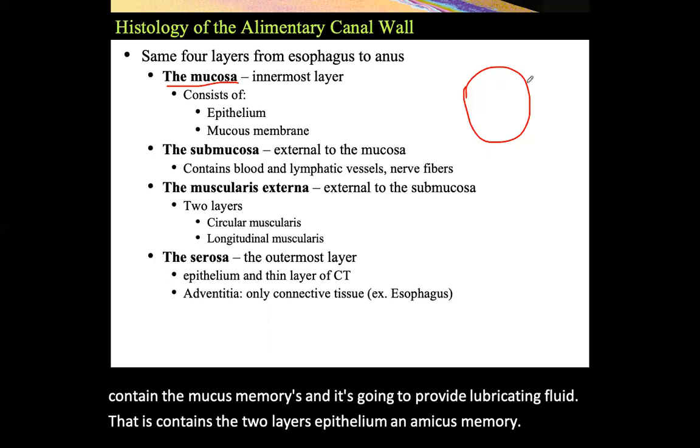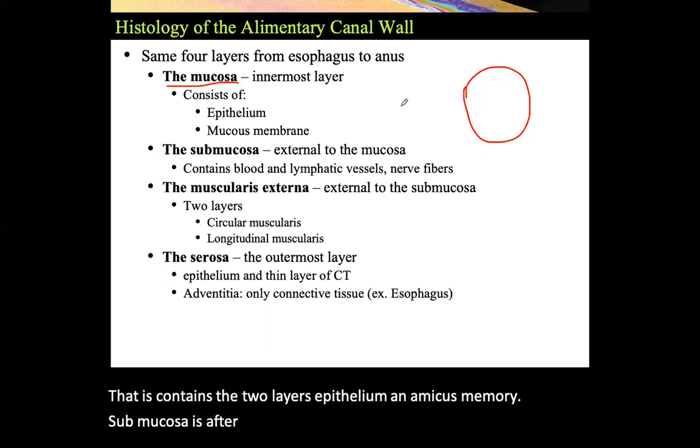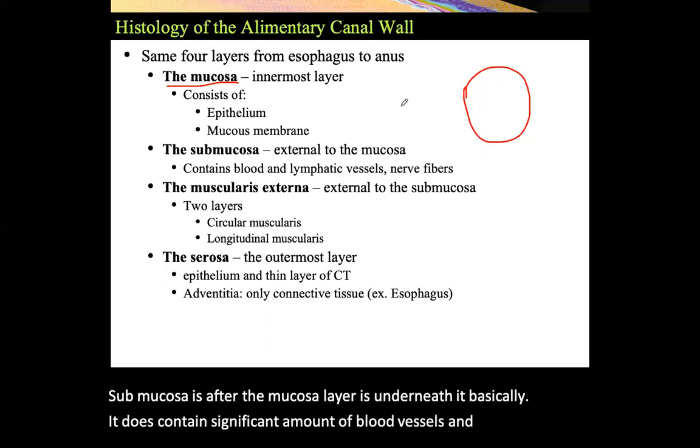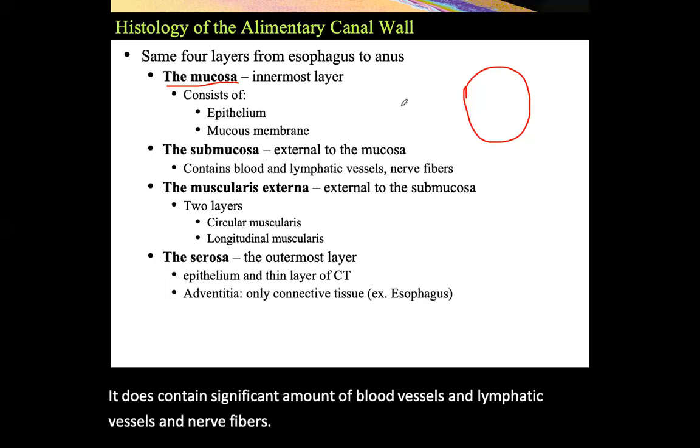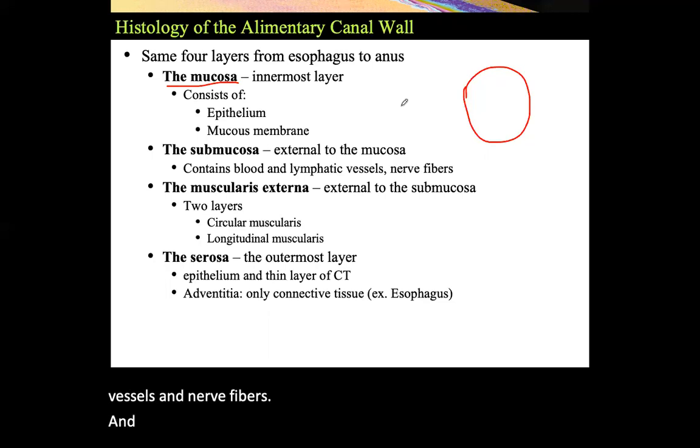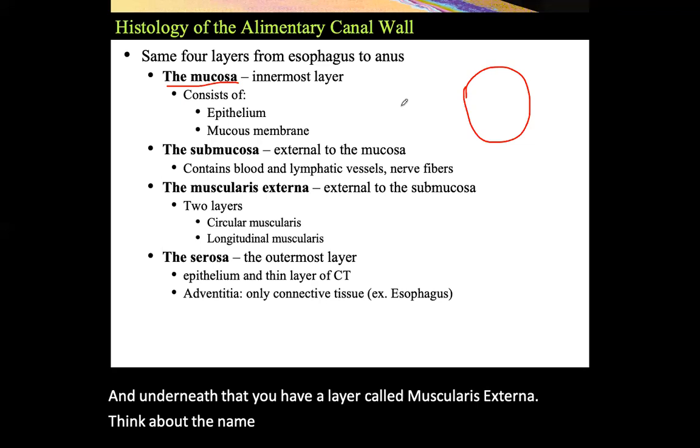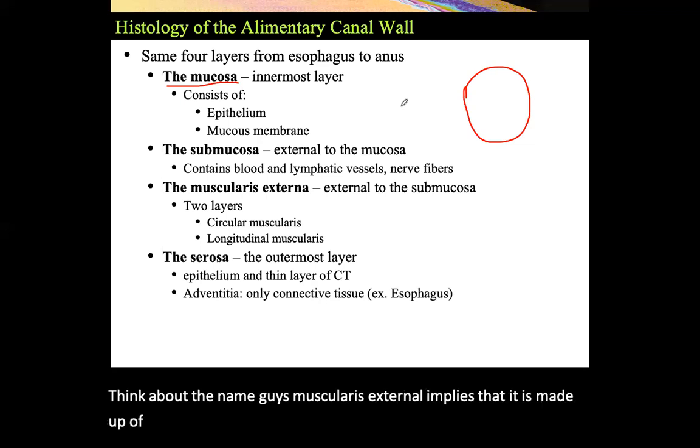Submucosa is after the mucosa layer, underneath it basically. It does contain a significant amount of blood vessels, lymphatic vessels, and nerve fibers. And underneath that, you have a layer called muscularis externa. Think about the name, guys. Muscularis externa implies that it is made up of muscles. Now, what type of muscle? Since this is the digestive system, it would be smooth muscle.